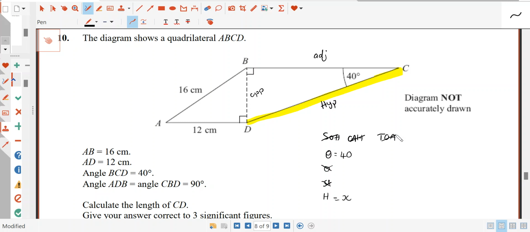Potentially, but I've got what I need in terms of the angle. But what do I need to find? Well, I need one of these other two, don't I? Well, it doesn't matter which one. One or the other would do. Which one do you think is the one that I'm going to be able to figure out? The opposite. Why?